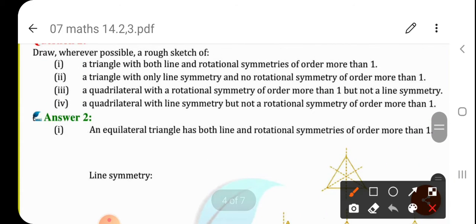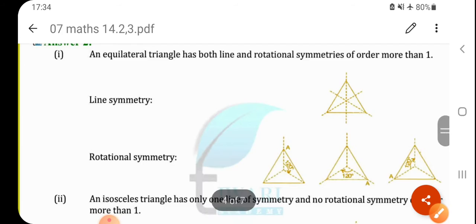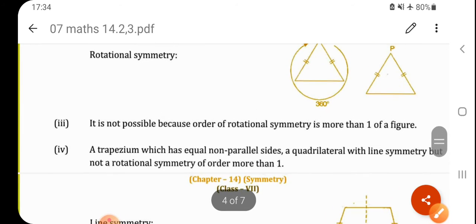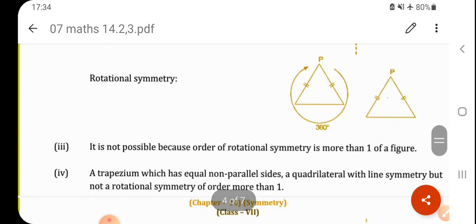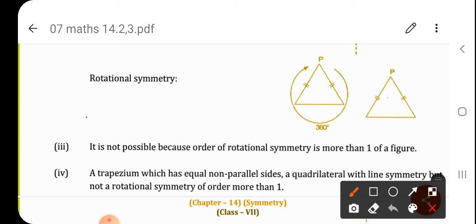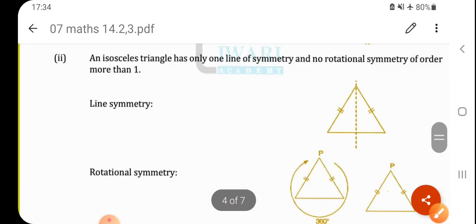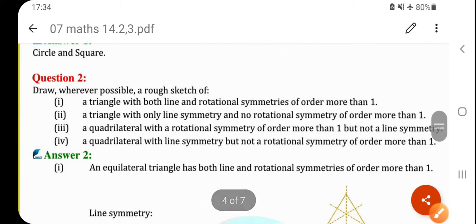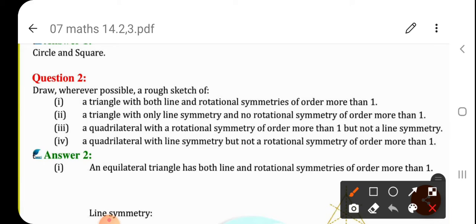Third one: a quadrilateral with a rotational symmetry of order more than 1 but not a line symmetry. Quadrilateral, so it's not possible to have rotational symmetry of order more than 1 without line symmetry. What is the question actually? Rotational symmetry is possible but no line symmetry. So if line symmetry is not possible, it means rotational symmetry will not be possible.